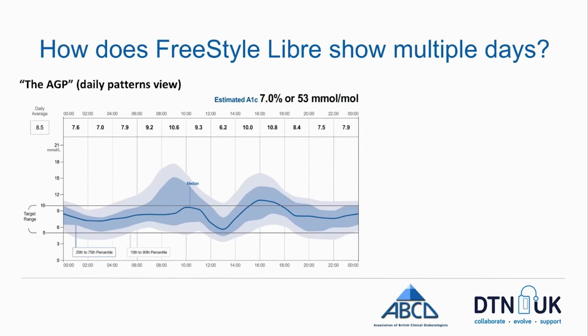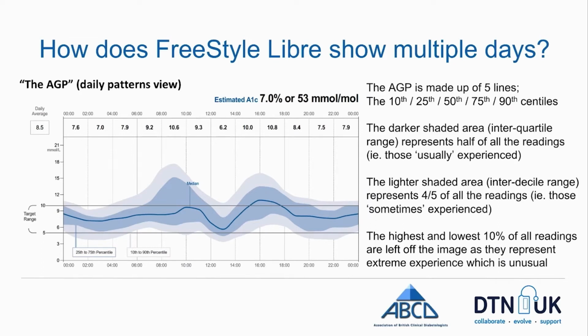The light blue shaded areas represent both the 10th and the 90th percentile respectively. So in other words, 80% of this person's overall glucose experience. And in this way, we have a much more detailed picture of exactly what this individual has undergone through the course of the sensor wear.